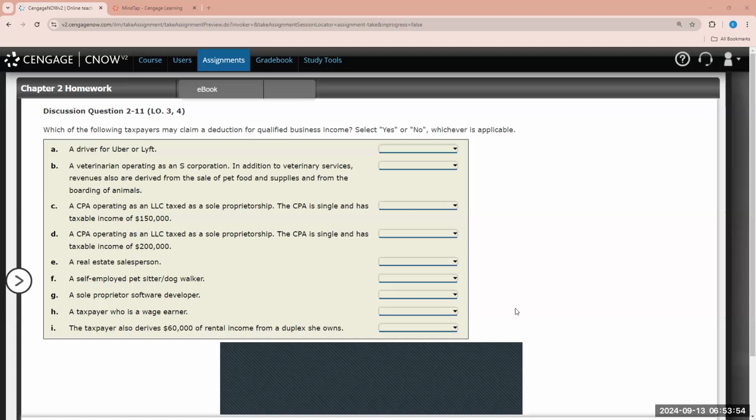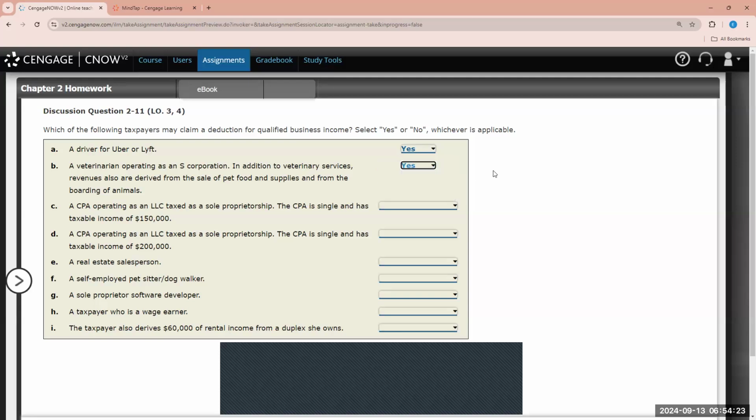So we have a driver for Uber or Lyft. The answer would be yes. Why? Because those who work for Uber or Lyft are considered independent contractors and not employees. Next, we have a veterinarian operating as an S corporation. In addition to veterinary services, revenues are also derived from the sale of pet food and supplies and from the boarding of the animals. The correct answer would be yes.